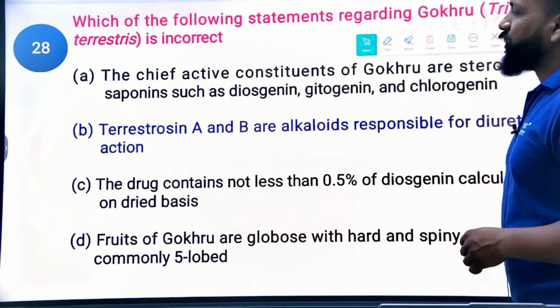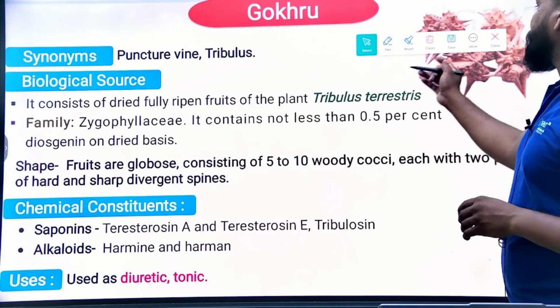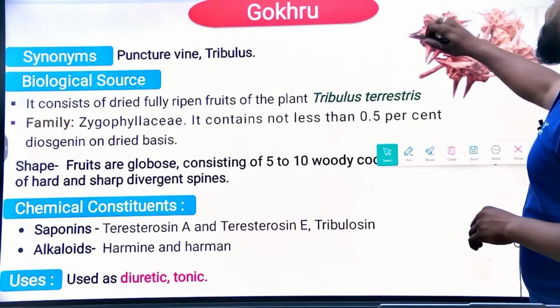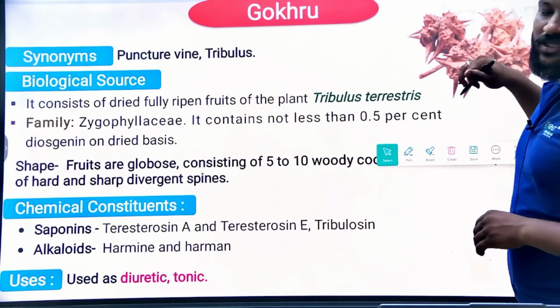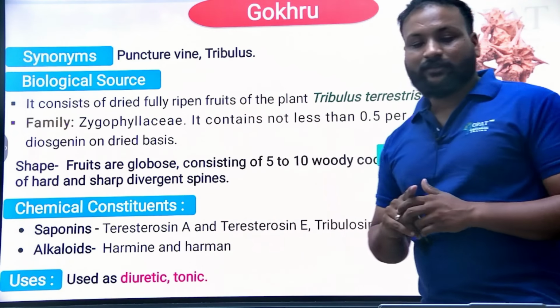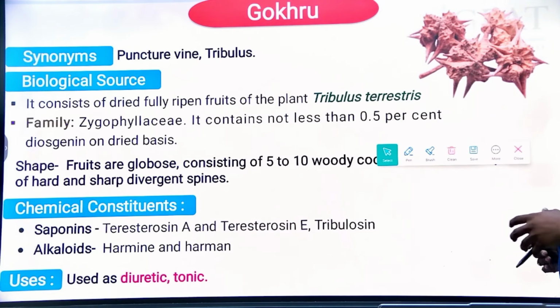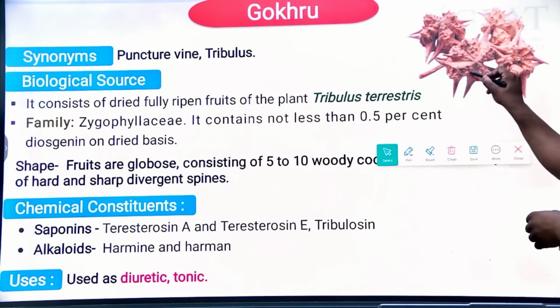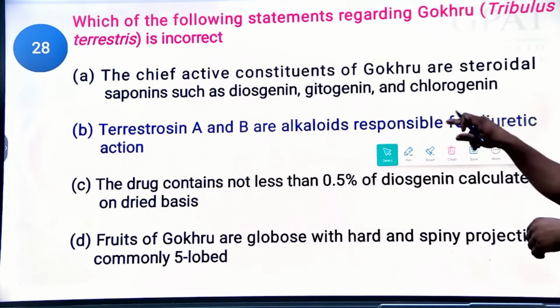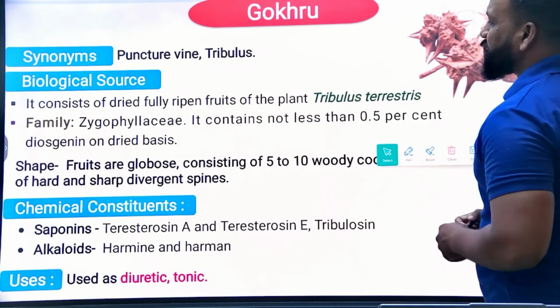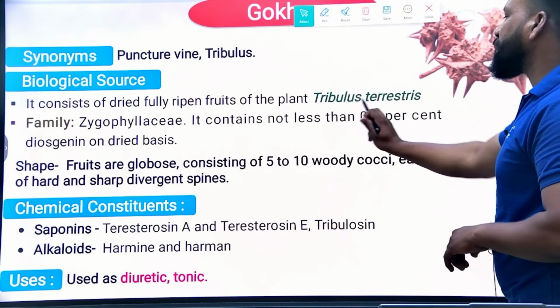Clear? So that's the reason it's spiky. Pointy projections are known as puncture vine. This fruit contains pointed projections, and that's the reason it is known as puncture vine or Tribulus. It is obtained from the dried ripened fruits of Tribulus terrestris.